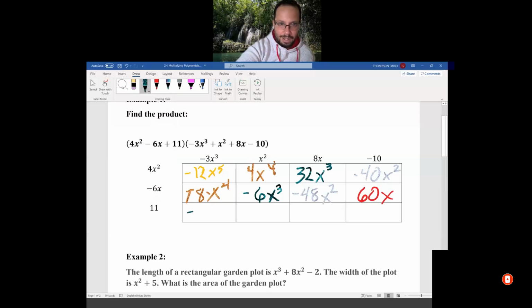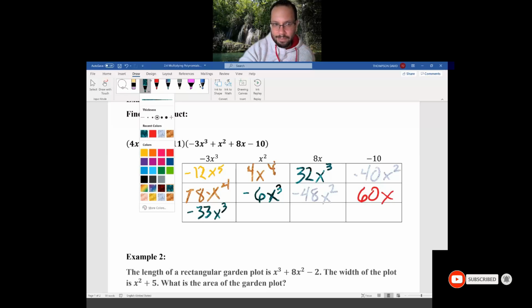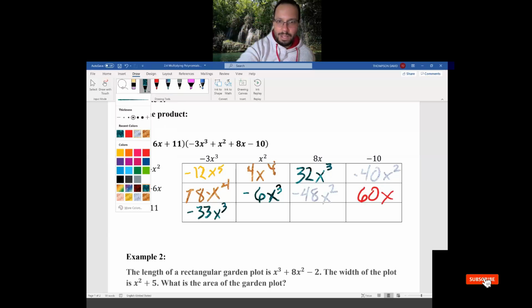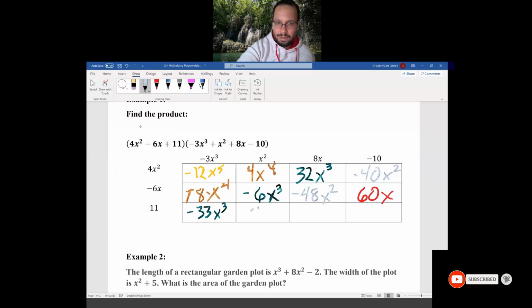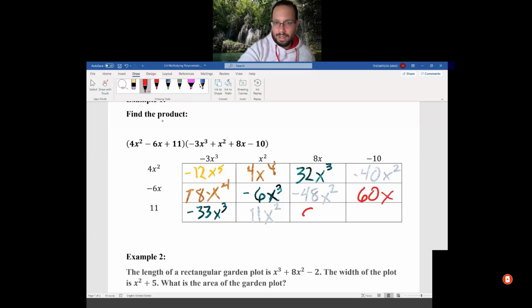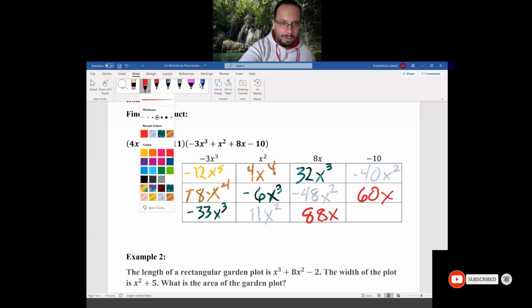Then we have 11 times x squared. That's going to give me 11x squared. Then 11 times 8x, in red. That's going to give me 88x. And then 11 times negative 10. That's going to be by itself. That's just going to be negative 110.